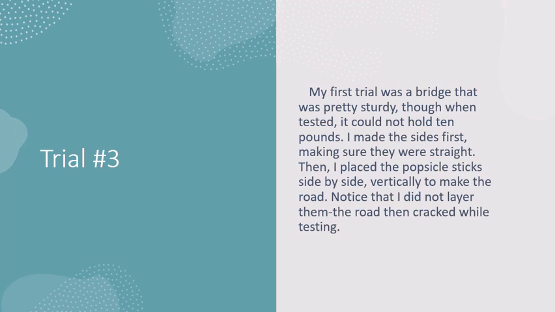Trial 3. My first trial was a bridge that was pretty sturdy, though when tested, it could not hold 10 pounds. I made the sides first, making sure they were straight. Then I placed the popsicle sticks side by side, vertically, to make the road. Notice that I did not layer them. The road then cracked while testing.